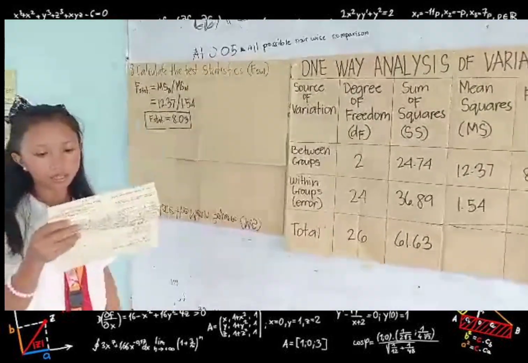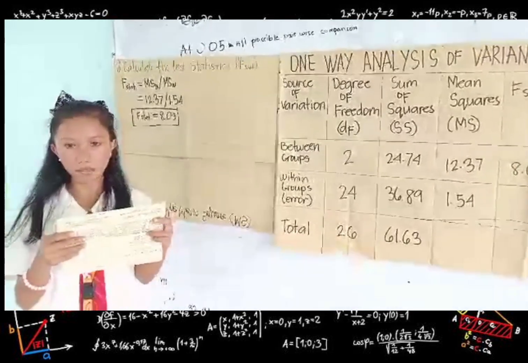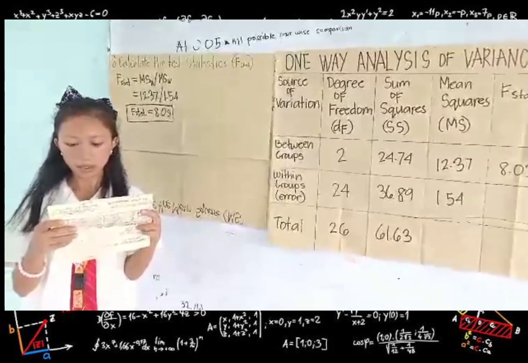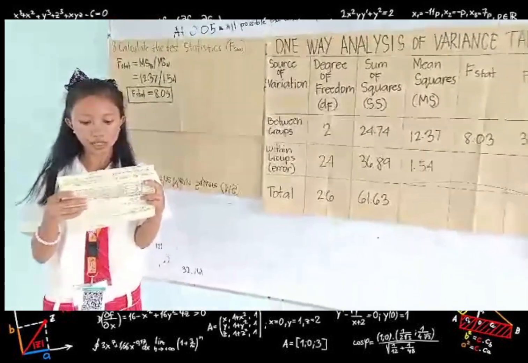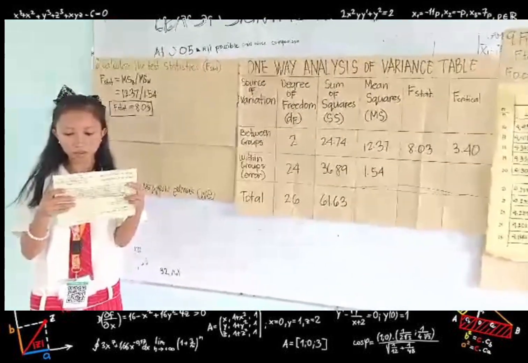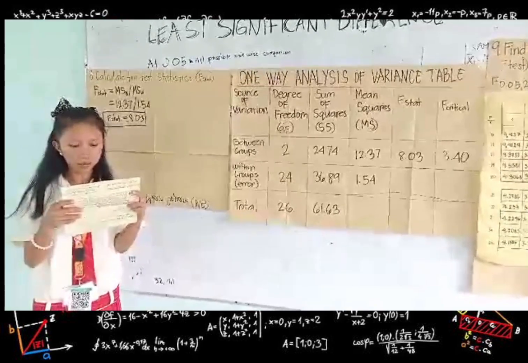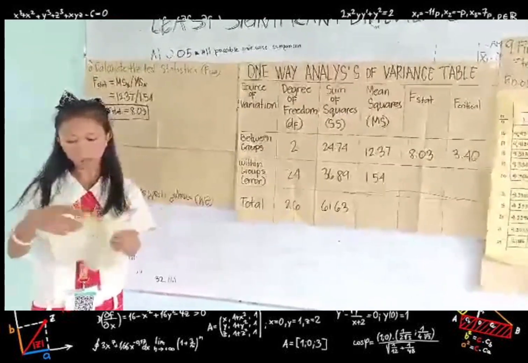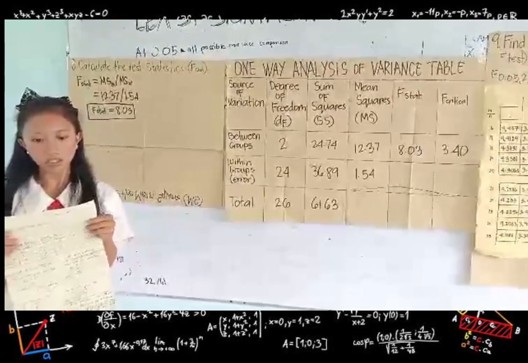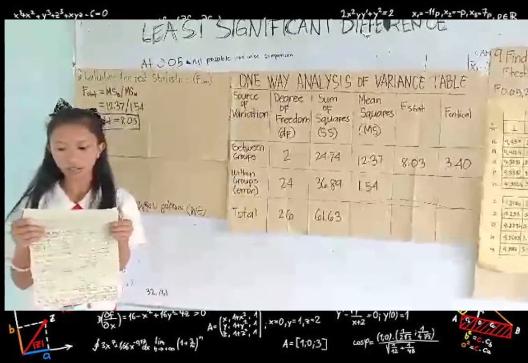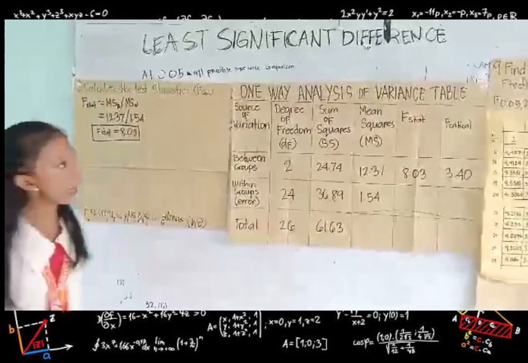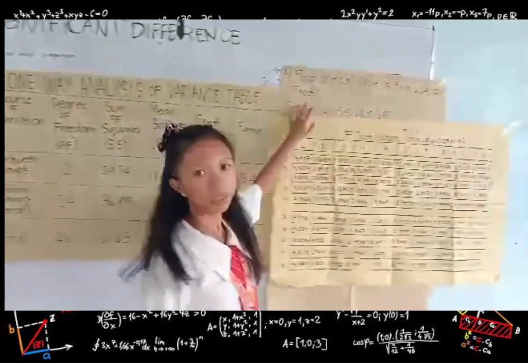As the value of the F statistic becomes larger, the probability of rejection of the null hypothesis increases, which means as the value of the mean squared between becomes greater and the value of the mean squared for the error becomes lesser, the value of F becomes larger, so the chance for the rejection of the null hypothesis increases. And now let's proceed to number 9.